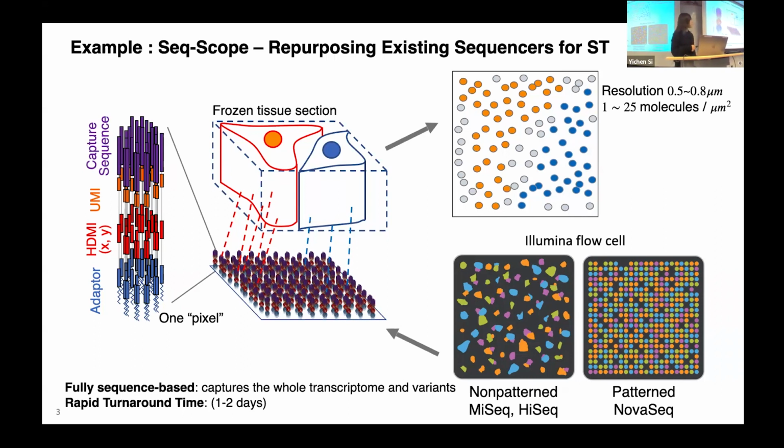Then the frozen tissue section is placed on this physical array, and the RNA is captured down onto the array. So when we sequence the captured molecules, we recover both the cDNA and the spatial barcode at the same time. Seq-Scope initially used MiSeq, later HiSeq, and now uses NovaSeq, with increased spatial area and increased transcript density. Currently, the typical resolution is below 1 micrometer, and the transcript density is from 1 to over 20 molecules per square micron.